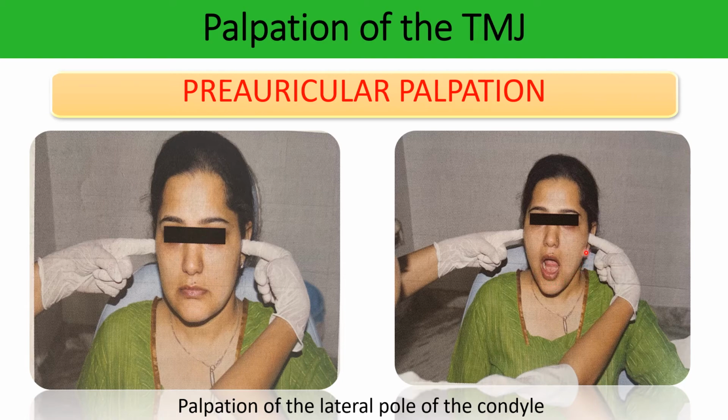While the patient is opening and closing his mouth, you have to observe for any restricted movement of the mandible, any deviation in the path of the mandible when the mouth is closing, any jerky movement, any pain in the temporomandibular joint region when the opening and closing is done, any crepitus, clicking or grating sound that may be heard. And in this manner, we can palpate the lateral pole of the condyle.